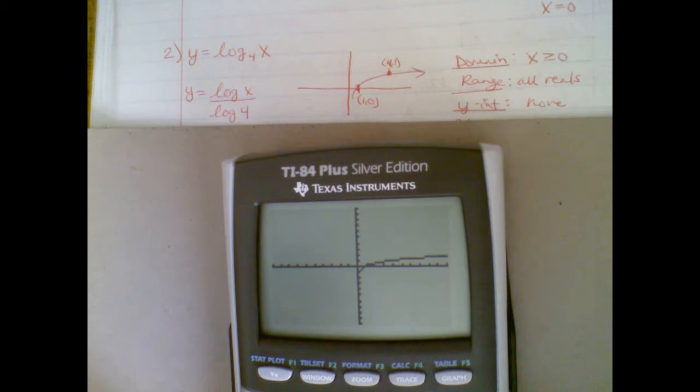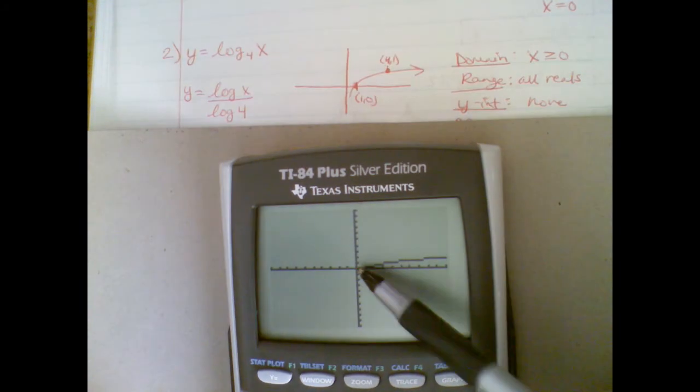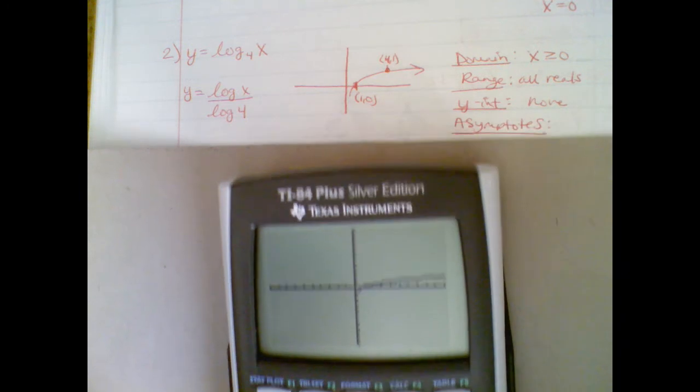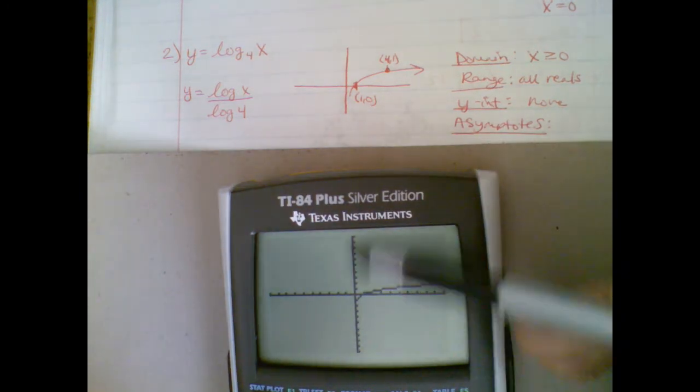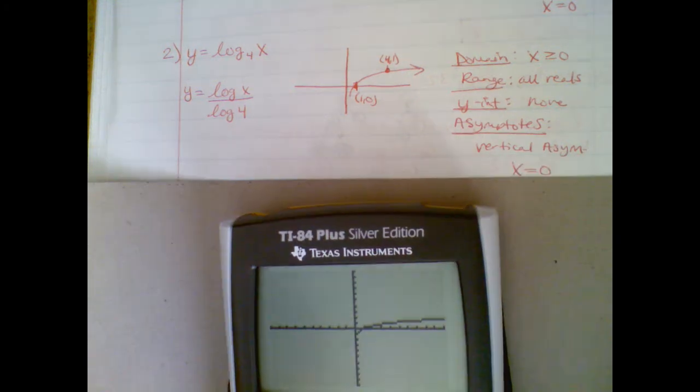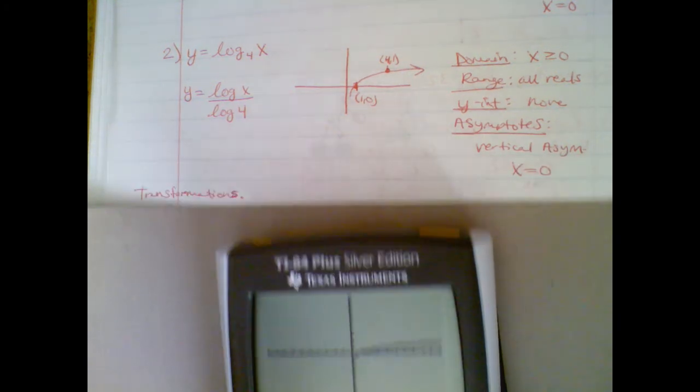Our y-intercept, it does not cross the y-axis. It approaches it but doesn't cross it, so there is no y-intercept. And then our asymptote, since it approaches the vertical line x equals 0 and does not cross it, that would be our vertical asymptote, x equals 0.